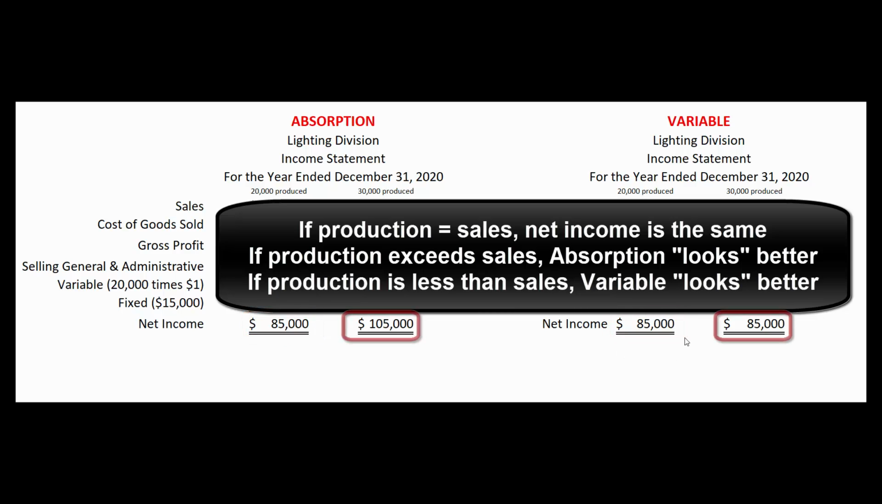If, however, production exceeds sales, costs are hiding out, so the absorption method is going to look better. If production is less than sales, that means that old costs that were hiding out with old units are coming out, and then our variable is going to look better.